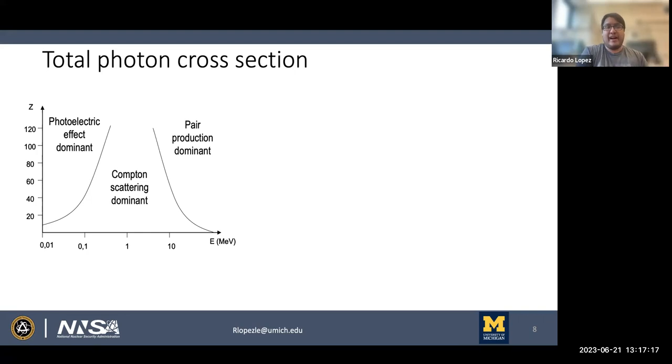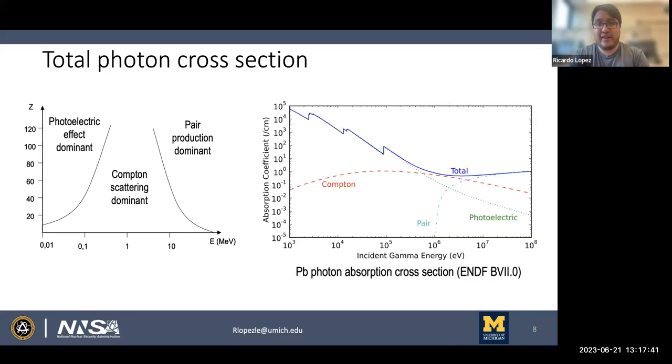When you're at very high Z and also very low energy, that's where the photoelectric effect tends to dominate. Then you have this region in the middle, across a broad range of Z values and within, say, 100 keV to 10 MeV, where gamma ray Compton scattering is dominant. To give you an idea, here's a plot of the actual cross sections, in this case for lead. Here we have the blue plot representing the total. If you were to sum all three cross sections, this is the distribution that you get.